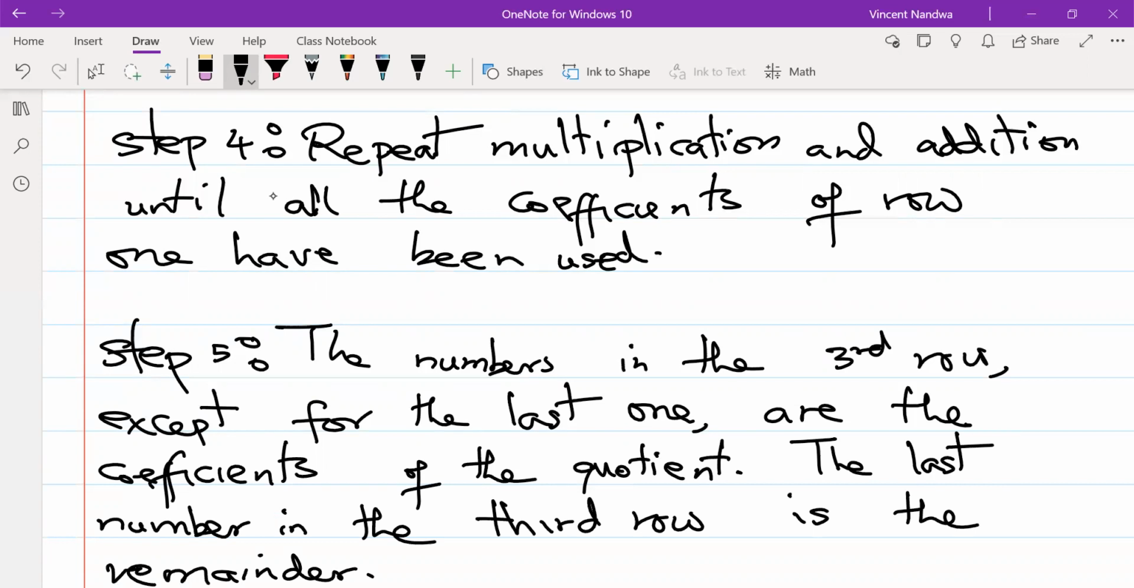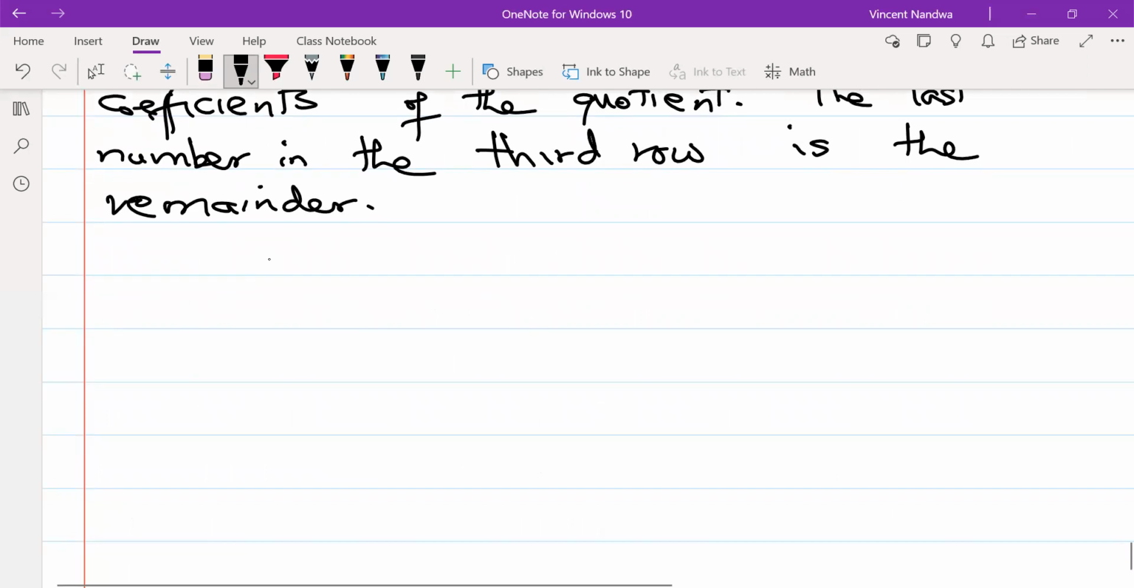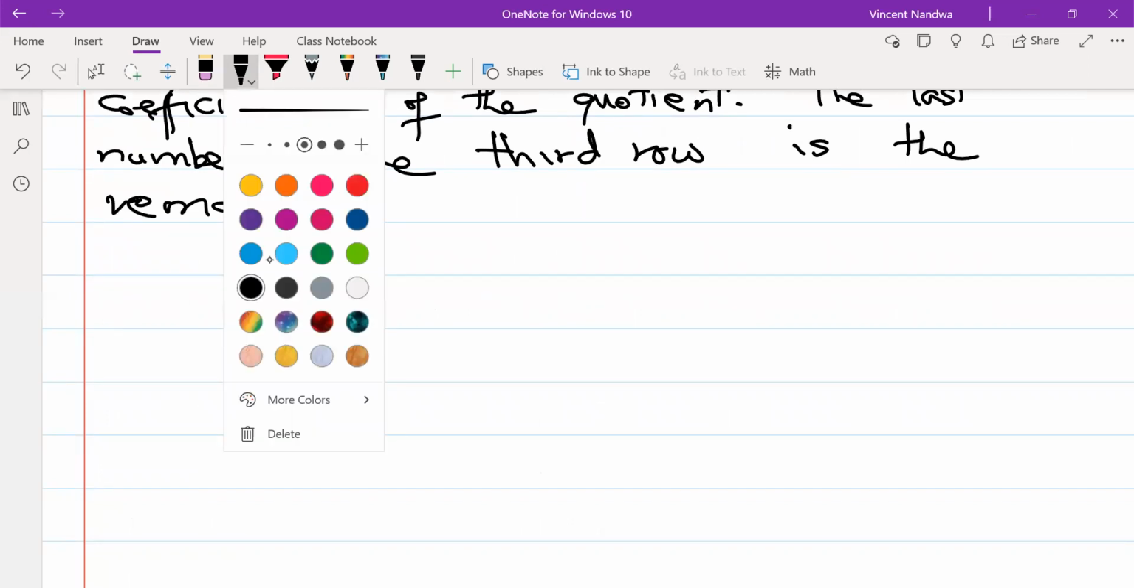One key thing is that synthetic division is only applicable when we are dividing a polynomial p of x by a linear polynomial x minus k. So you have to know what k is, then write the coefficients of the polynomial in decreasing powers of x, and then do this multiplication and addition to get the quotient and the remainder. So let me explain the process with examples. Let's start with an appetizer.